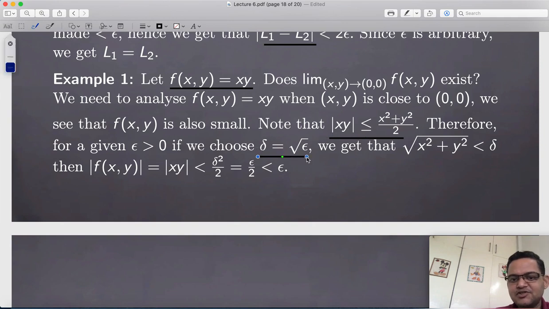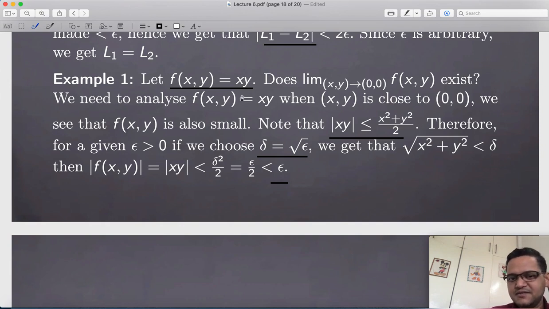So if I take delta equal to square root of epsilon, then I get that mod of x comma y, which is less than this number, and which is less than delta square by 2, and then if I write delta is equal to square root of epsilon, so I get this epsilon by 2, which is less than epsilon. Okay, so you have to practice this. You take some elementary functions and try to find which delta is going to work. A lot of guesswork is going to be needed here, because this was a simple situation.